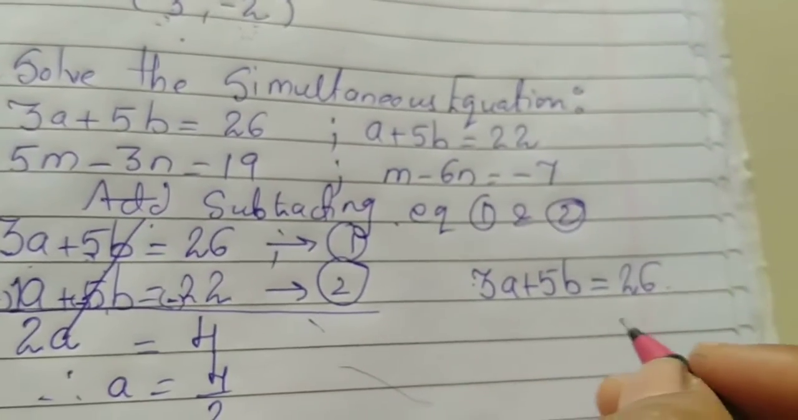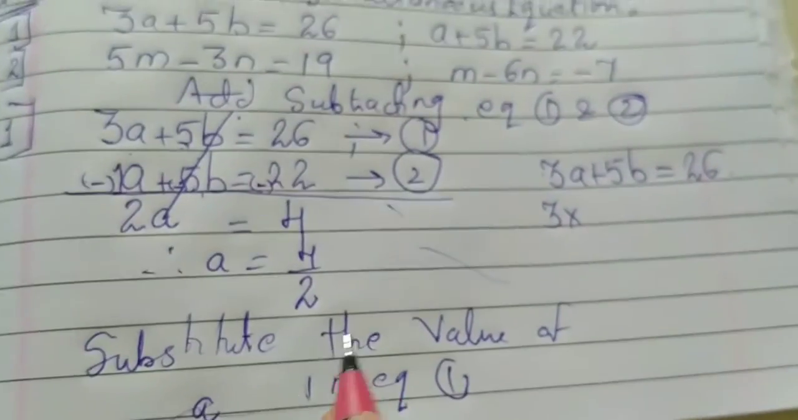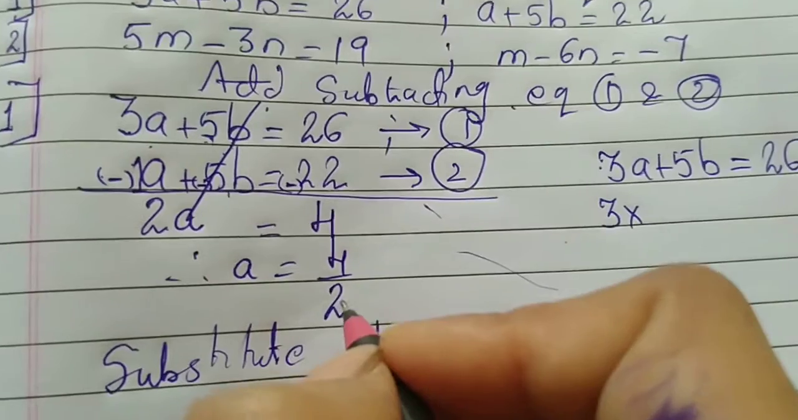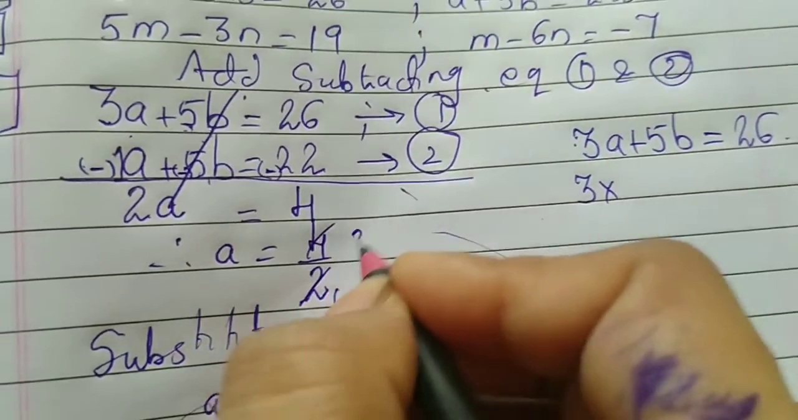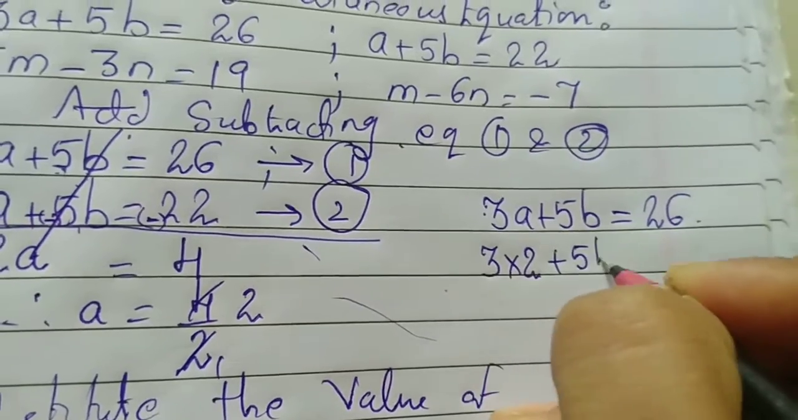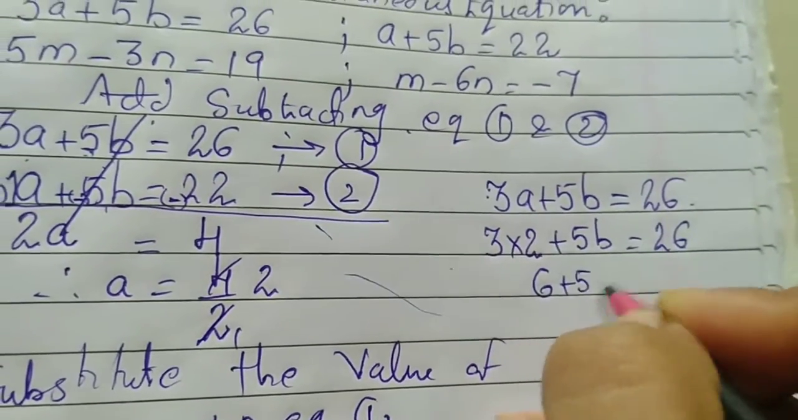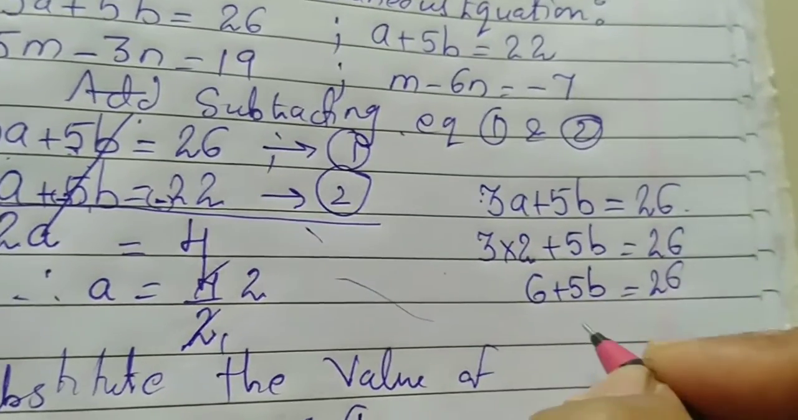That is 3a plus 5b is equal to 26. I already got the value of a, that is 2. We have not done the cancellation. So I am writing 2 plus 5b is equal to 26. 3 2s are 6, plus 5b is equal to 26.